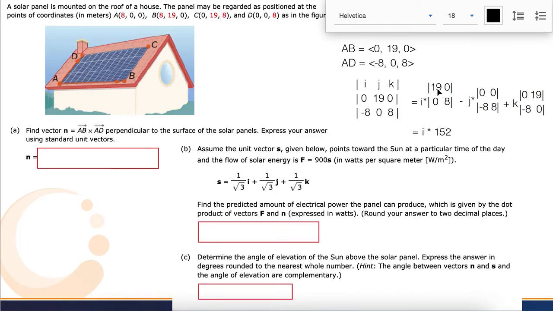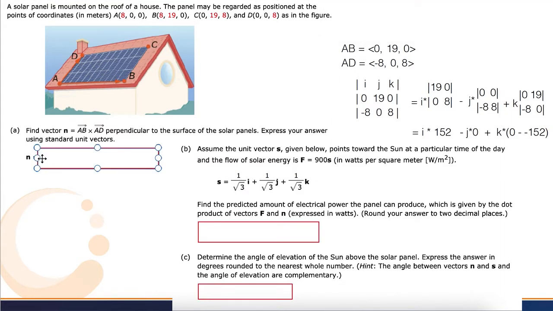Okay, so the determinant of this matrix, 19 times 8 makes 152 minus 0. So that one's all done. Now here, 0 times 8 and 0 times negative 8 make 0. So this is j times 0. And then 0 times 0 makes 0. Now 19 times negative 8 makes negative 152, but that just makes 152 because you subtract here. That's 0 subtracted by negative 152. So that gives us 152 for the i component, and then 152 for the k component.